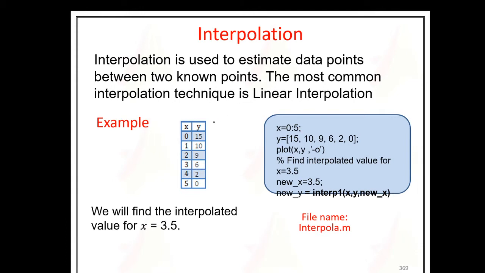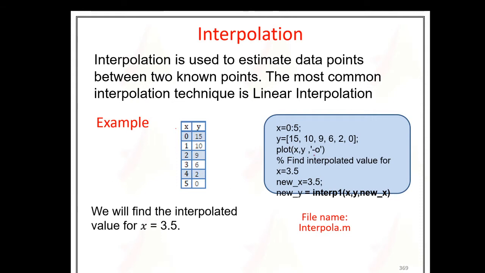Okay, you can see these are the x, y data which are available: for x equal to 0, y is 15; for 1, 10; for 2, 9, like this. My aim is to find the interpolated value at x equal to 3.5. Since 3.5 is not available here, I want to interpolate the value. For this, I write the M code: x equal to 0 to 5, since it has 0, 1, 2, 3, 4, 5, and y.